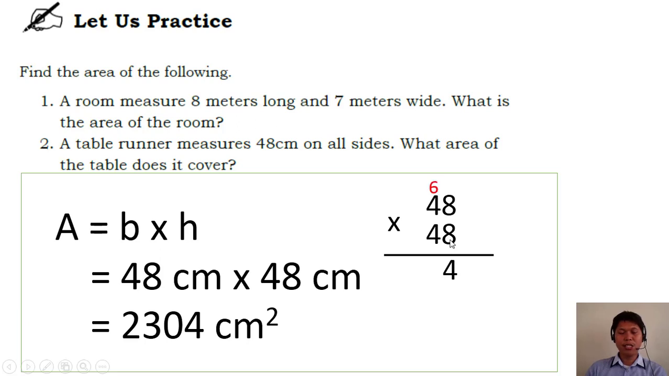4 times 8 is 32 plus 6 is 38. 4 times 8 is 32. Write 3. And then 4 times 4 is 16 plus 3 is 19. And then add 4. 8 plus 2 is 10. Carry one group of 10.